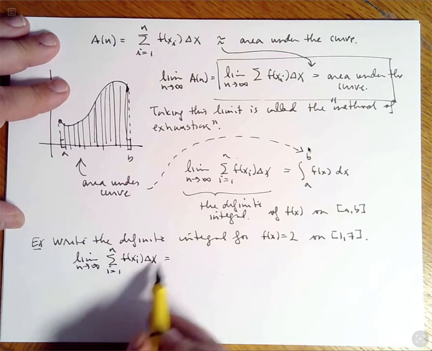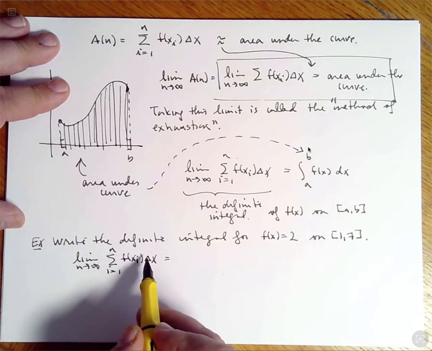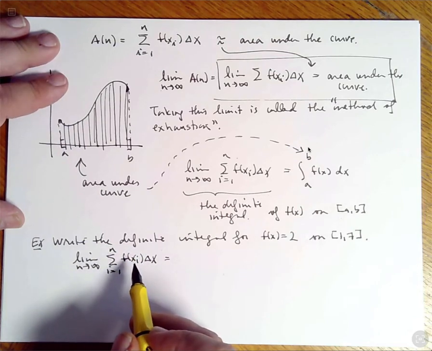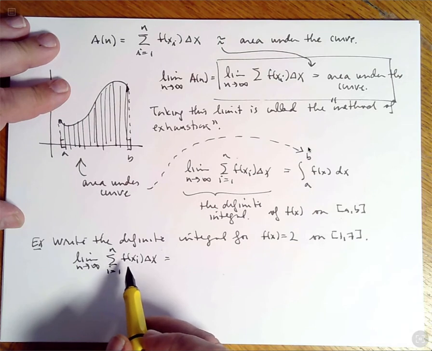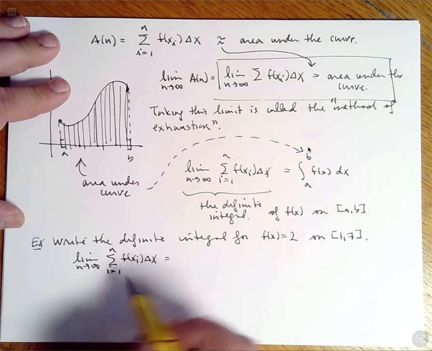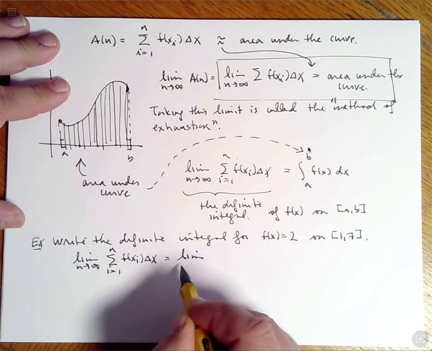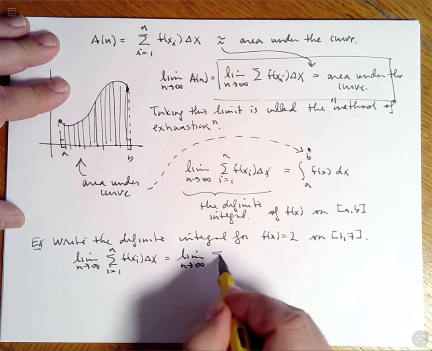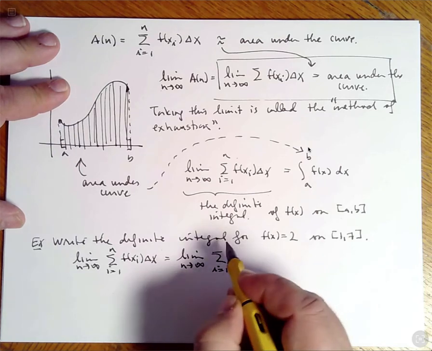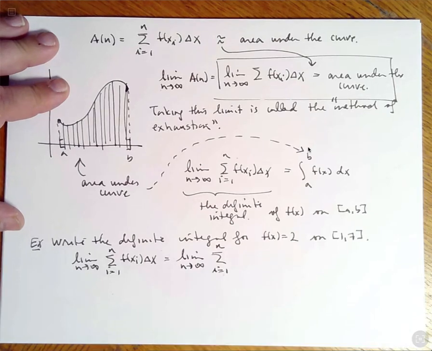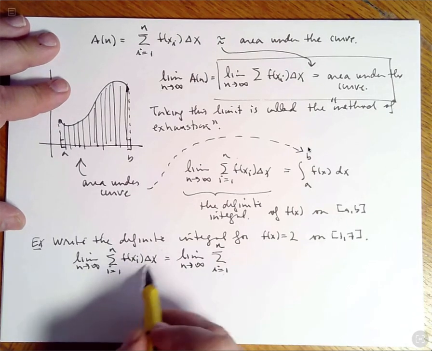Well, this is the Riemann sum for n intervals, n rectangles. So this limit statement doesn't change. The summation statement doesn't change. Okay, that's got to stay that way. I need to figure out what these are.